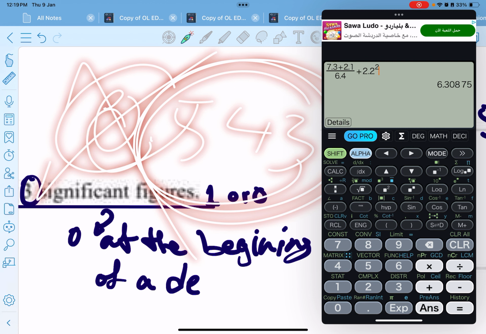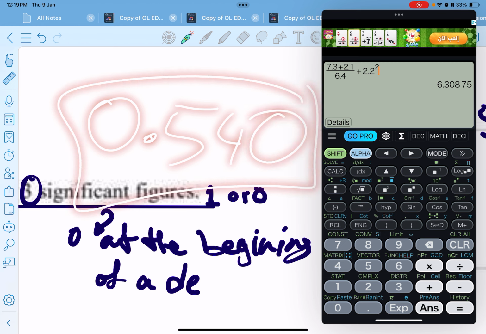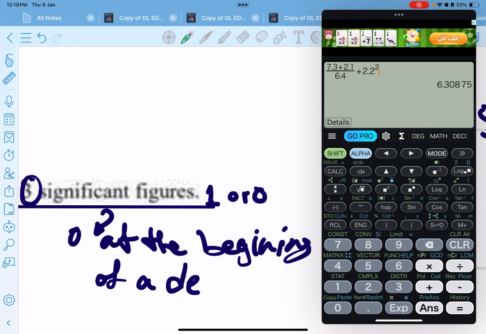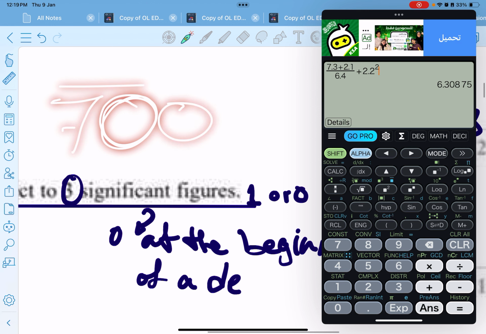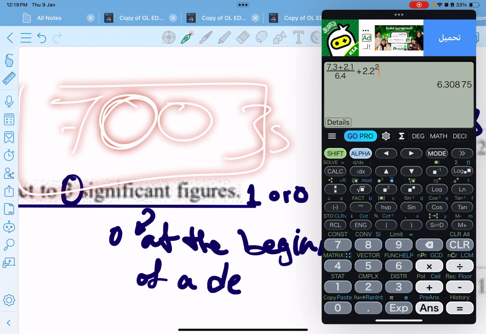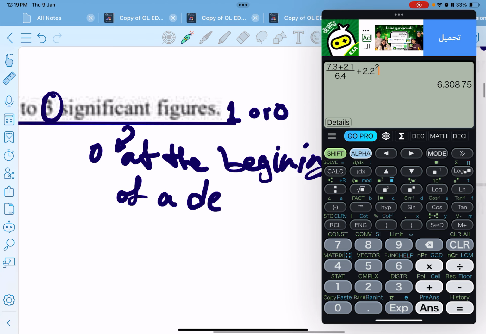However, if the 0 is after the numbers, this is also 3 significant figures. Another thing we can say is that zeros after the numbers, like 700, this is 3 significant figures. So it has a specific rule that needs to be explained, but this is to cut the story short.